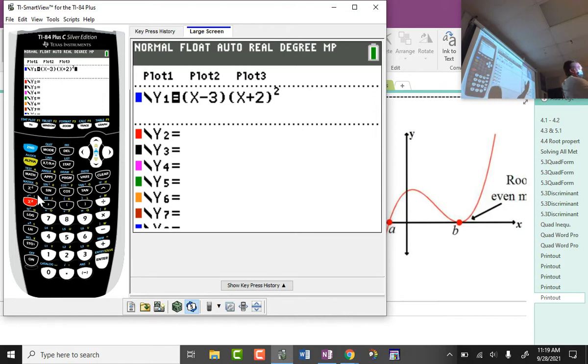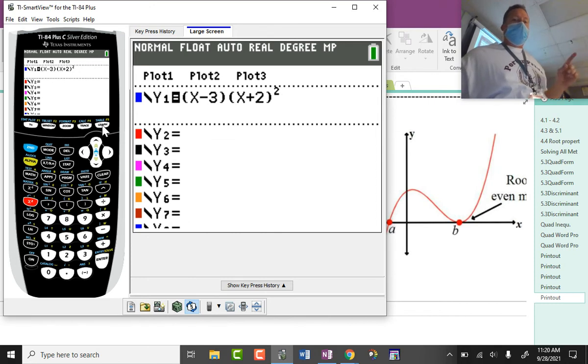side. So as x goes to infinity, y goes to infinity. As x goes to negative infinity, y goes to negative infinity. And that's what's coming up here. But let's look at the graph.